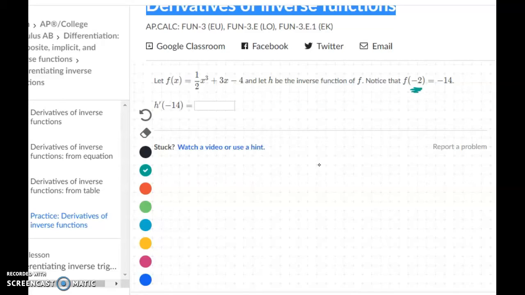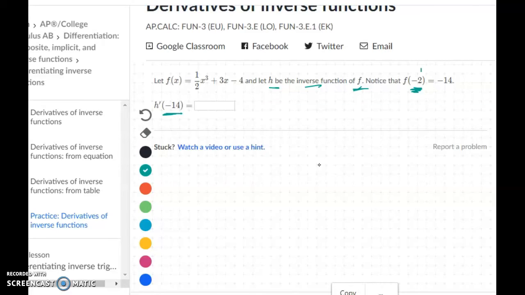Okay, so they give you the function, and they tell you that h is the inverse of f. As I'm looking at this, they tell me that f of -2 equals -14. So it makes sense that they're asking for h prime of -14, because when h's x coordinate is negative 14, its y coordinate is negative 2. And then you can flip it.